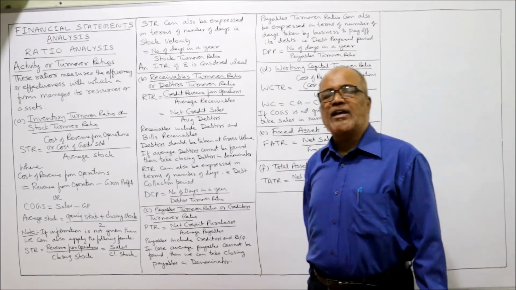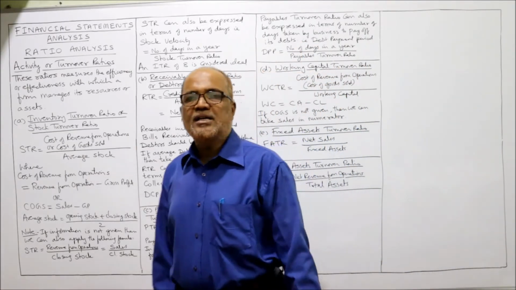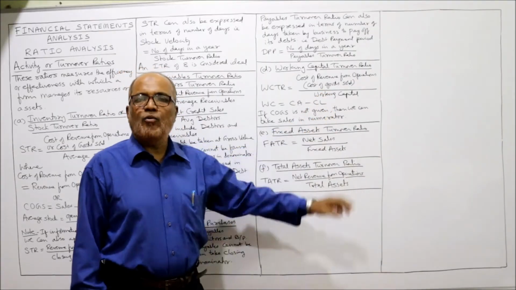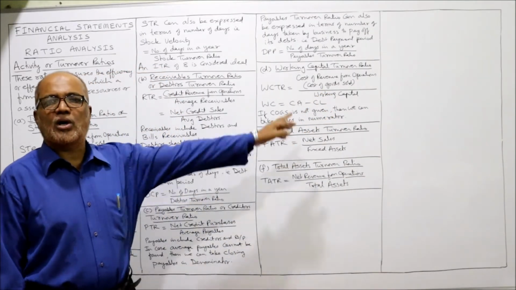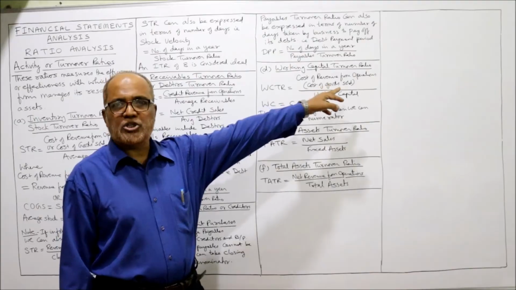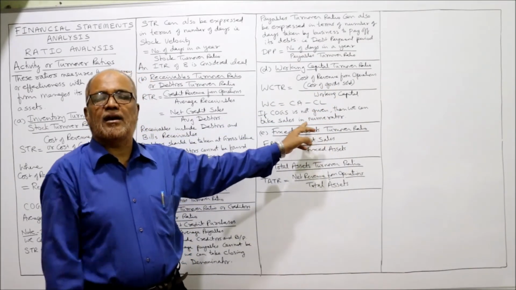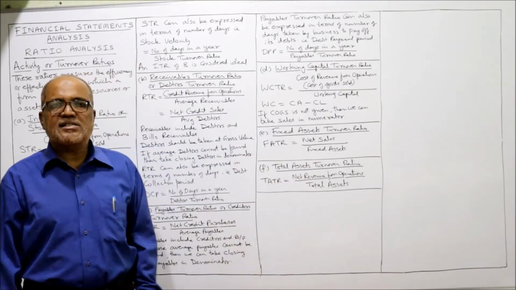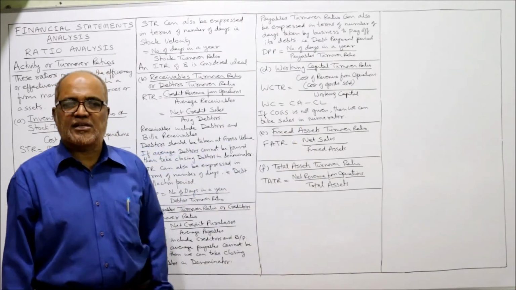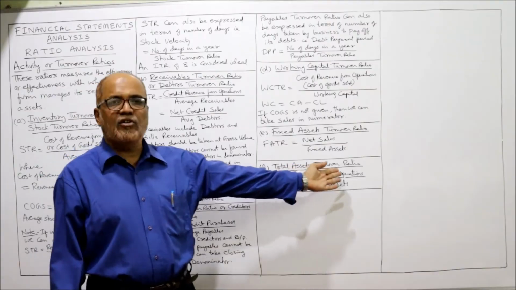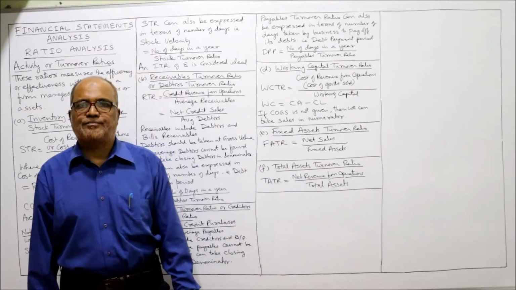Next, we have discussed working capital turnover ratio. That is cost of goods sold divided by working capital. Cost of goods sold or cost of revenue from operations means the same. Working capital means current assets minus current liabilities. Then fixed assets turnover ratio, net sales by fixed assets. Total assets turnover ratio, net revenue from operations divided by total assets.